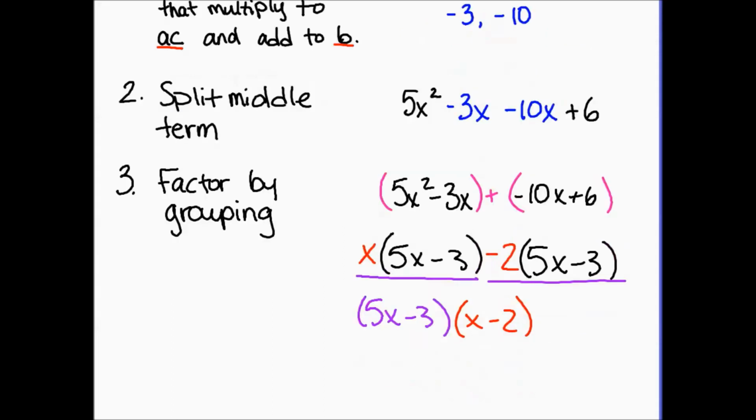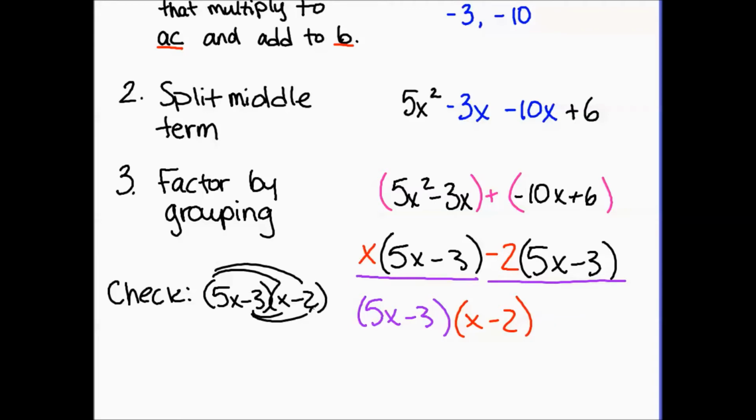As we mentioned in the last video, we can always check our work. So if I take 5x minus 3 and x minus 2 and multiply them back together by double distributing, I get 5x squared minus 10x minus 3x plus 6. Then I combine like terms, and I get the quadratic that I started with. So our factors are 5x minus 3 and x minus 2.